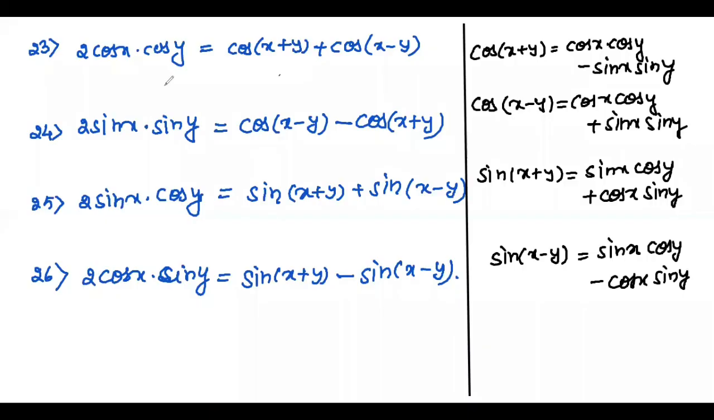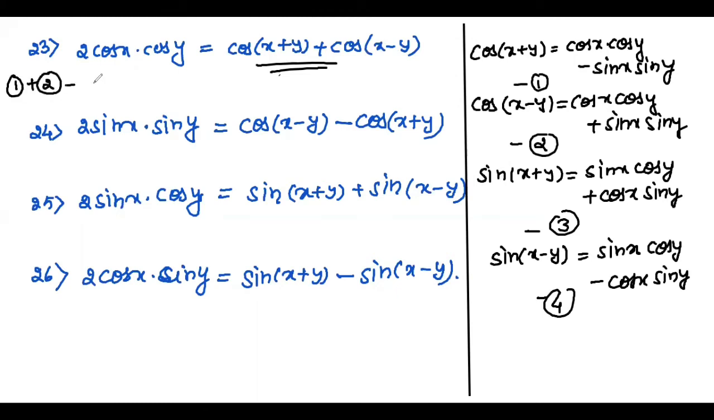So we can remember these 4 identities by using the 4 previous identities: cos of x plus y, cos of x minus y, sin of x plus y and sin of x minus y. So we will take the right hand part. In the right hand part, cos of x plus y is the first equation, cos of x minus y is the second equation, then the third equation, and the fourth equation. So when we add equation 1 and equation 2, that is 1 plus 2, what do we get? Cos of x plus y plus cos of x minus y.